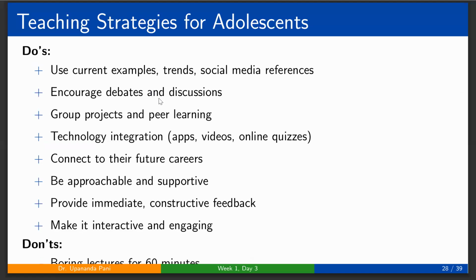Now, teaching strategies for adolescents. What you can do is use current examples, trends, social media references, encourage debates, discussions, group projects, and peer learning. Technology integration: you can use apps, videos, online quizzes, connect to their future careers, be approachable and supportive, provide immediate and constructive feedback, and make it interactive and engaging. Boring lectures will not help these adolescent learners.